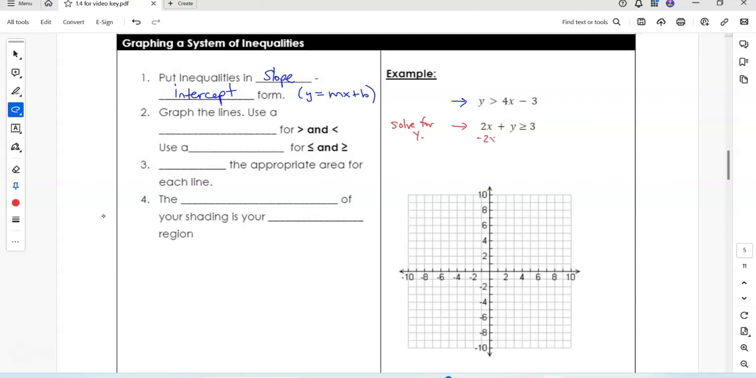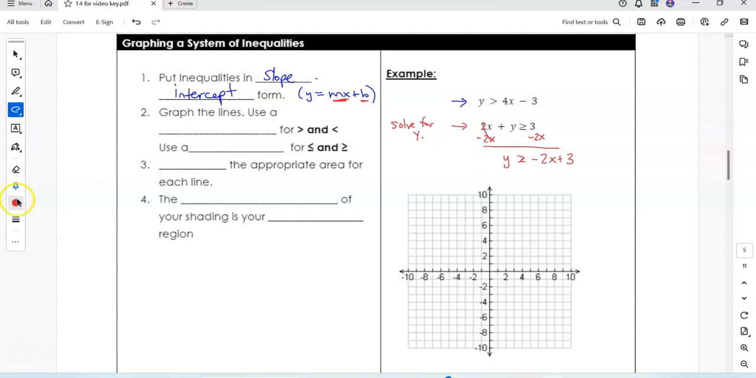I'm going to subtract 2x on both sides, and that will get me y is greater than or equal to negative 2x plus 3. Yes, I am putting that 3 minus 2x in slope-intercept form, where the x part comes first and then the b.